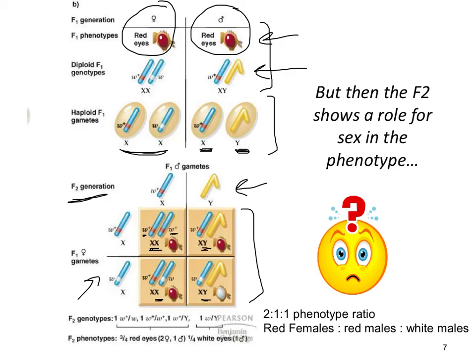The red-eyed males are red because their only X chromosome contains the wild type copy of the W gene. The white-eyed males are white-eyed because their only X chromosome contains the mutant white-associated allele for the W gene. So we're seeing something a little odd here in that we have a 2:1:1 phenotype ratio: 2 parts red females, 1 part red males, and 1 part white males. That's not a pattern that is typically associated with Mendelian patterns. So this is where things are a little bit different.